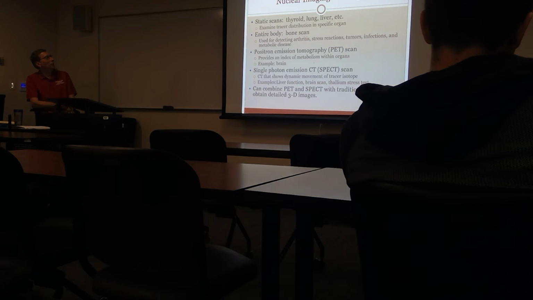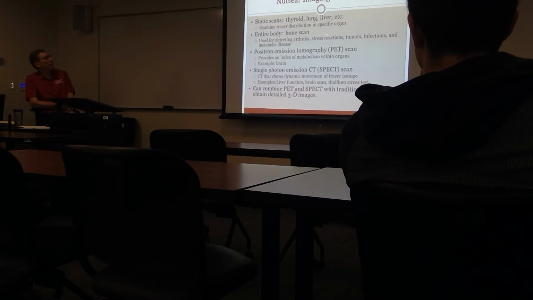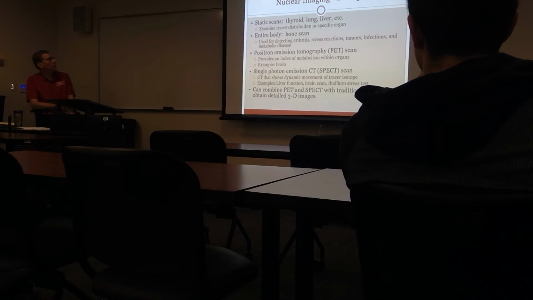So, good examples of nuclear imaging: static scans, thyroid, lung, and liver, looking for metabolic performance. Are the organs functioning like they should? A bone scan used for detecting arthritis, stress reactions, tumors, infections, and metabolic disease. PET scans, positron emission tomography, provides an excellent in-depth index of metabolism within organs, so they essentially use a CT scan with a nuclear radioisotope.